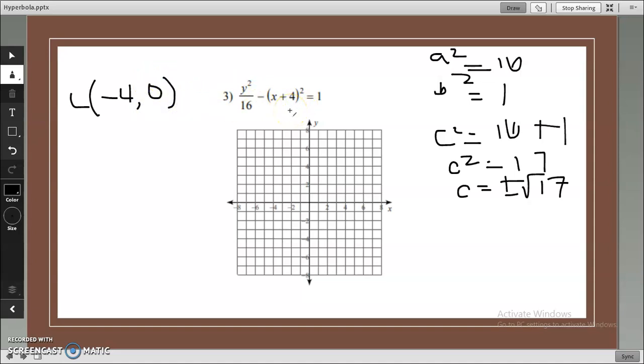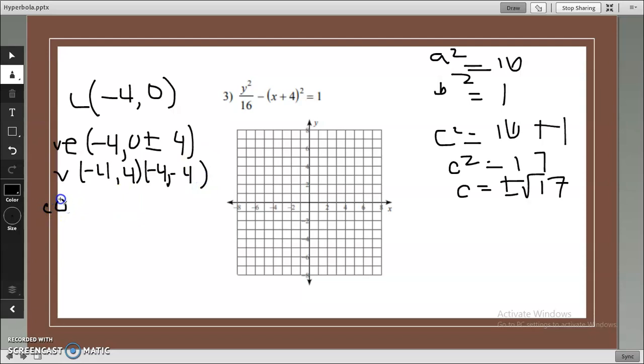What else do I need to find? I need to find the vertices. So the vertices, I'm adding to my y this time because it is vertical. So that's going to be negative 4, and then 0 plus or minus 4, correct? Because square root of 16 is 4. So the vertices are negative 4, 4 and negative 4, negative 4.